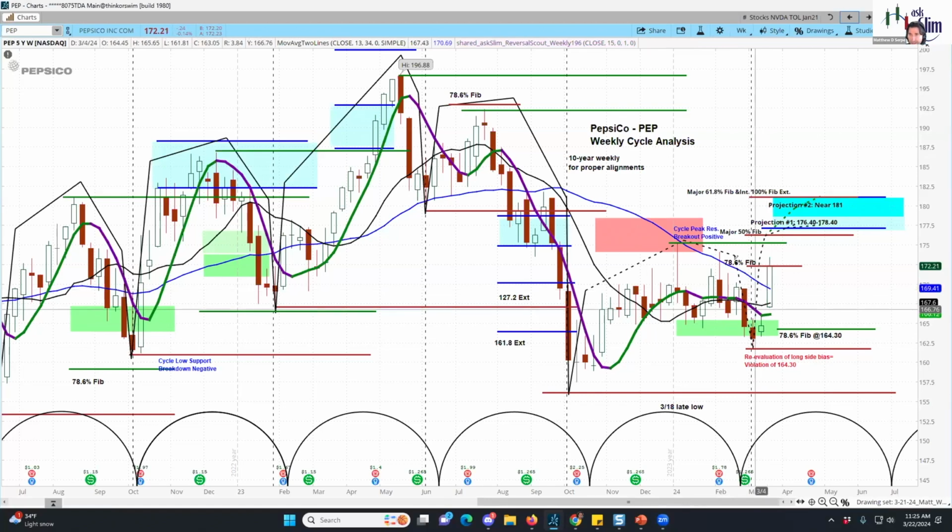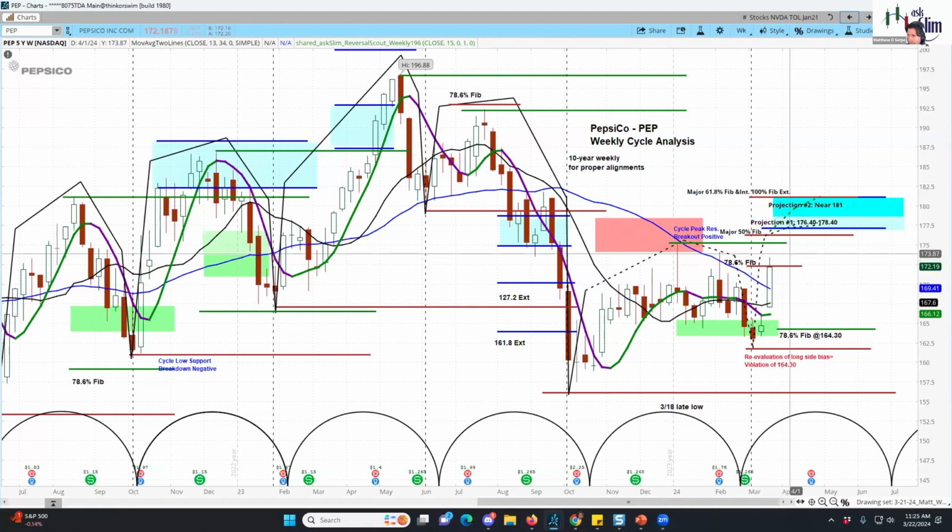We've pushed through that 78.6 fib, which is a key number for us in terms of this rising phase, suggesting that there is a warning of this new cycle shifting to a bullish or positive cycle structure. And since we are in this early rising phase, that should give us a good amount of time for Pepsi to make another move on the upside.